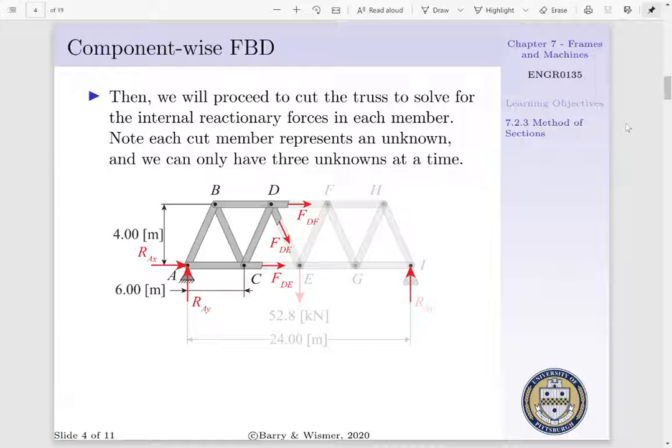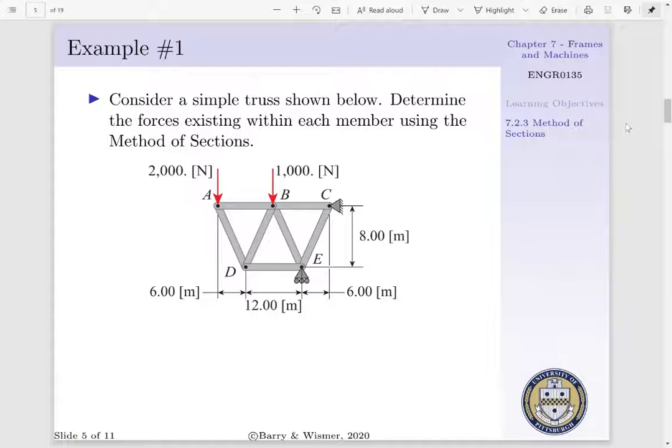Additionally, when we make our cuts, we recall we express the internal reactionary forces of the members existing outward from the cut, i.e. they follow the unit normal. Our sign convention is opposite that of the method of joints. Now, let us reconsider the truss from lecture 23, example 1. We want to determine the forces existing within each member using the method of sections.